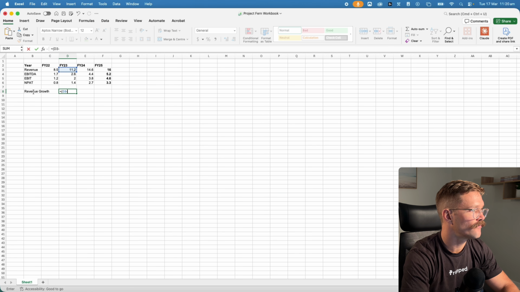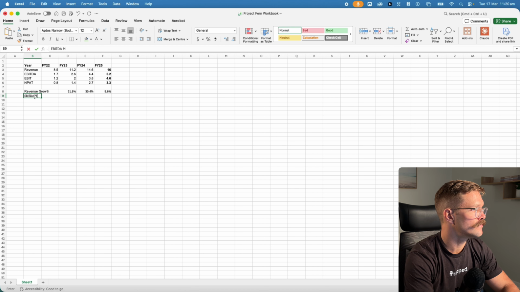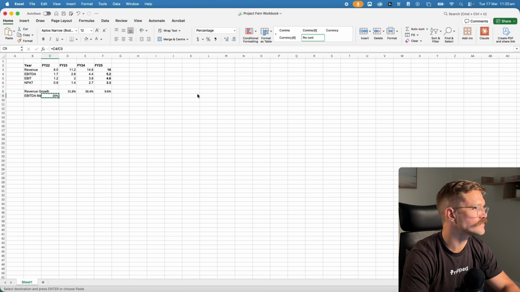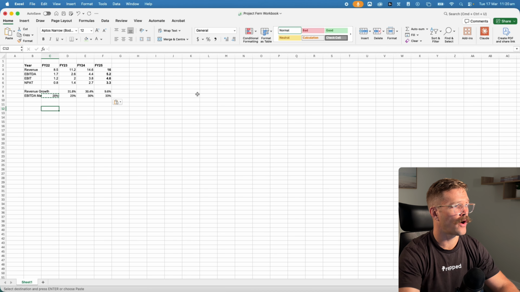It's dropping off there, not unusual. Let's go EBITDA margin. We can do that in here. And then that's growing as well. So that's quite usual. It's obviously a younger company there. It's not as stable. So it's growing quite heavily in these first few periods here, as you can see with the revenue growth. And then it stabilizes a bit in that final period.